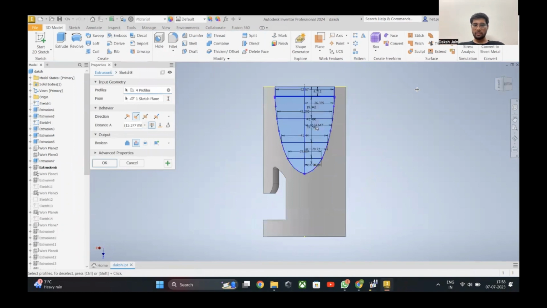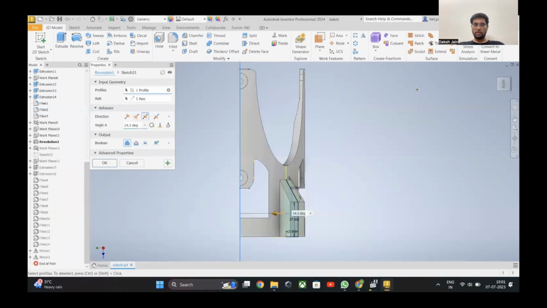Next is the parabola that I have traced. The parabola was traced using the equations, and then it is also extruded out. Next is the trapezium structure, for which I first made a plane directly perpendicular to the curved surface, and then the trapezium sketch was made, and then it was revolved for an angle of 14.3 degrees, as you can see in the image.